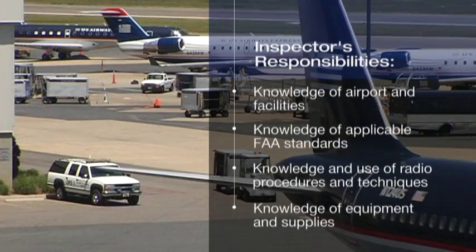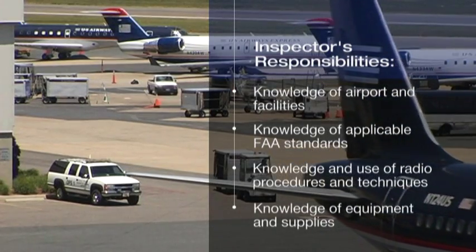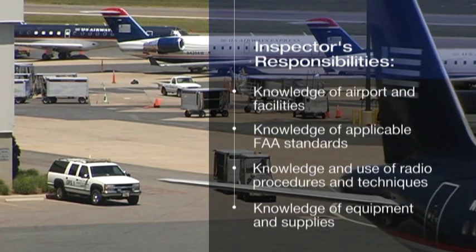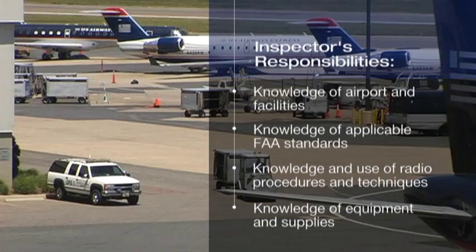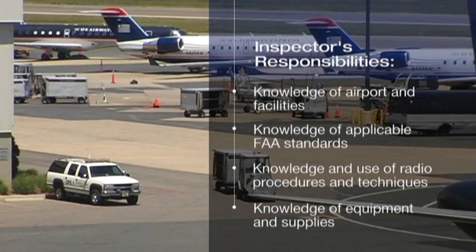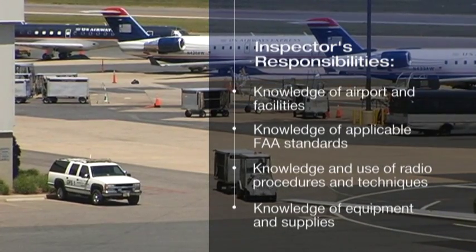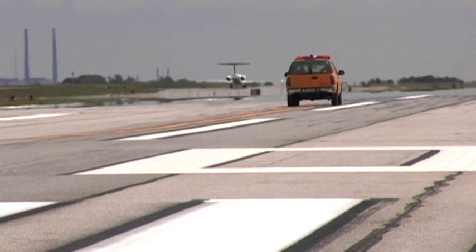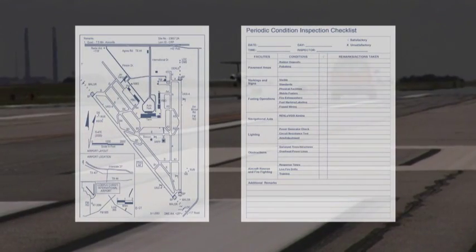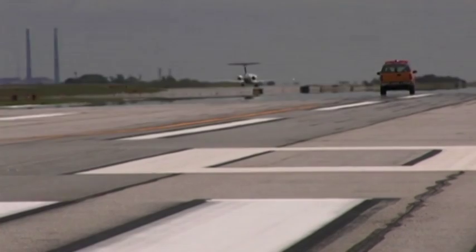As for equipment, the inspector should have a vehicle with a beacon and a 2-way radio, and should be supplied with checklists covering various inspection areas. And while formats of checklists vary, the important thing is to develop a checklist that is useful for your specific airport and its operation. A sketch of the airport should accompany your checklist so that the location of problems can be readily identified.